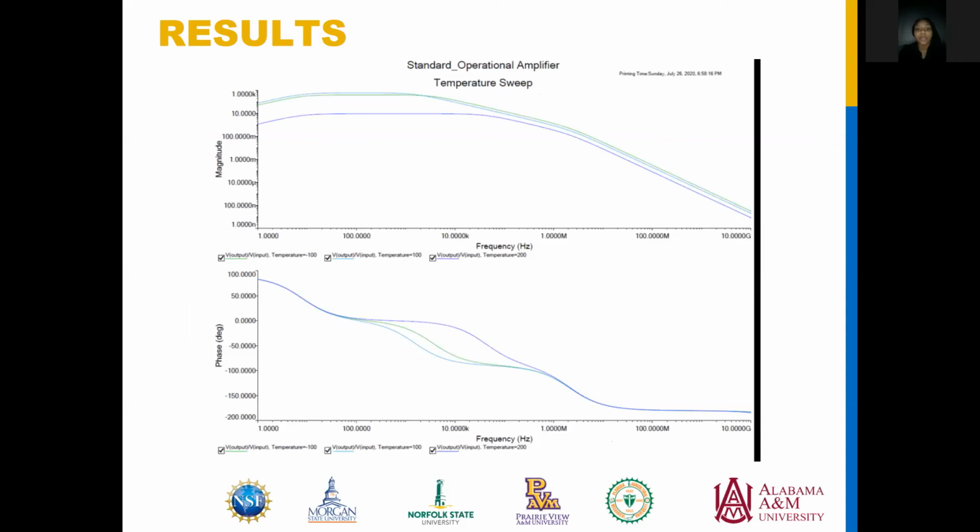Here's the temperature sweep for the standard operational amplifier. The temperature effects on voltage gain. For the top, X is frequency and Y is magnitude. The temperature is negative 100. The lowest voltage gain is 200 at the bottom. So when the temperature decreases, the magnitude decreases. The second graph is the phase. X is the frequency and the phase is Y. When the frequency increases, the phase decreases.